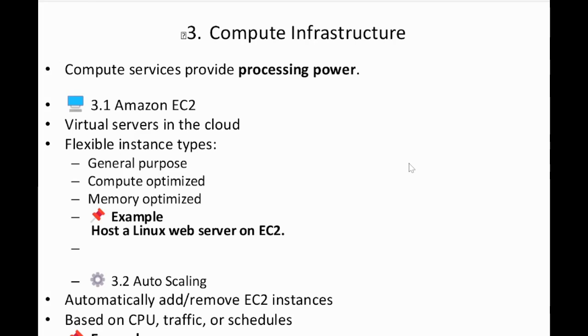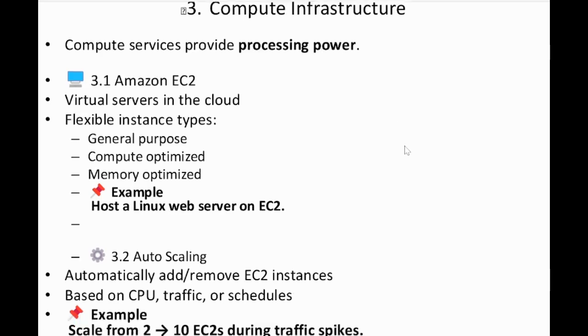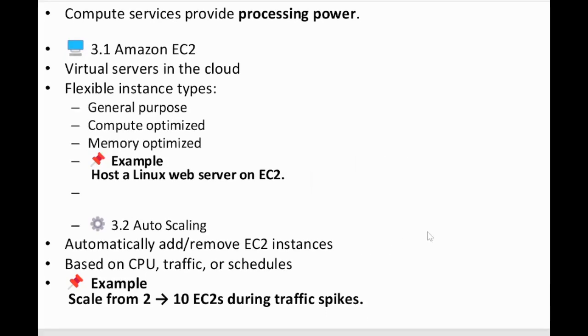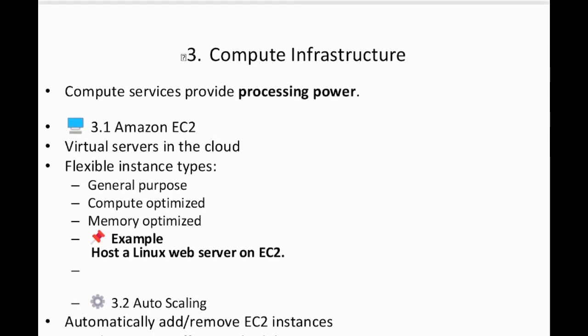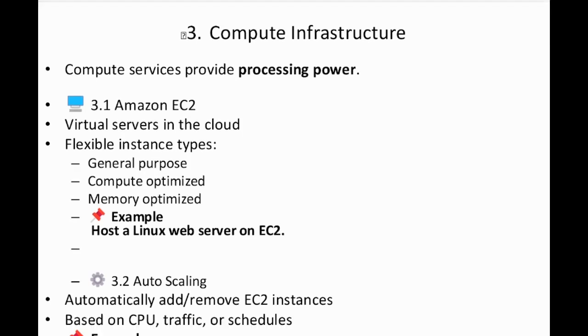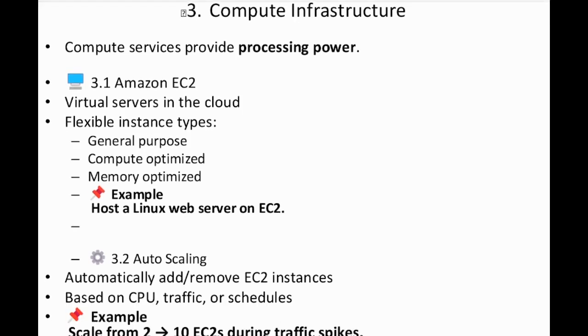Next one is auto scaling. What is this? It automatically adds or removes EC2 instances. You have to keep this in mind. Auto scaling automatically adds or removes EC2 instances based on CPU, traffic, or schedule. Okay. An example is scaling from 2 to 10 EC2 instances during traffic spikes. So this is auto scaling.